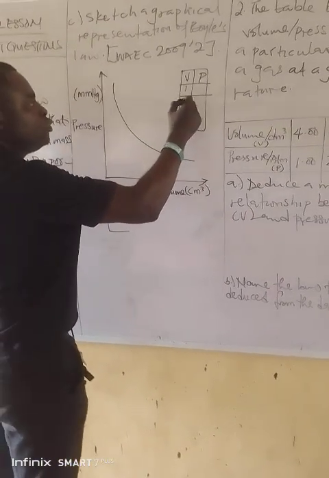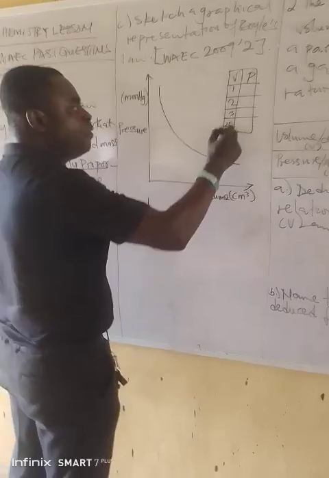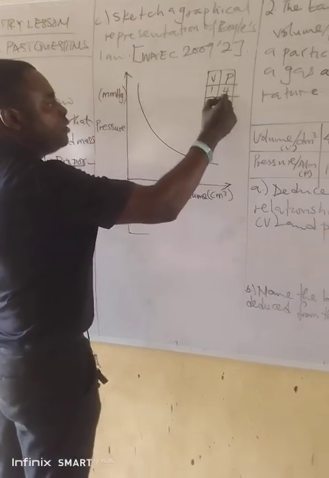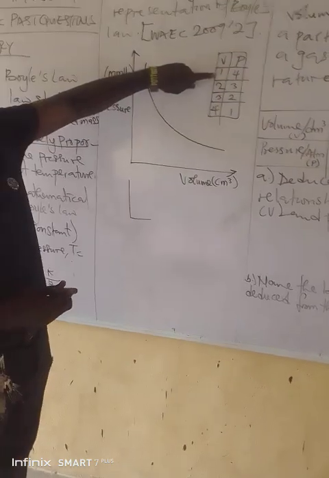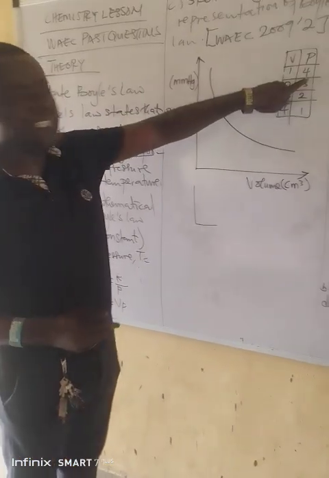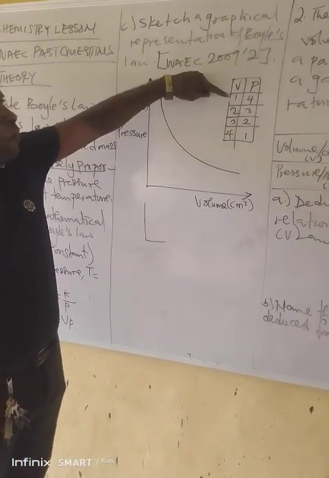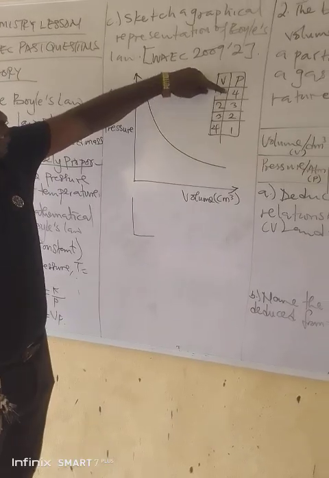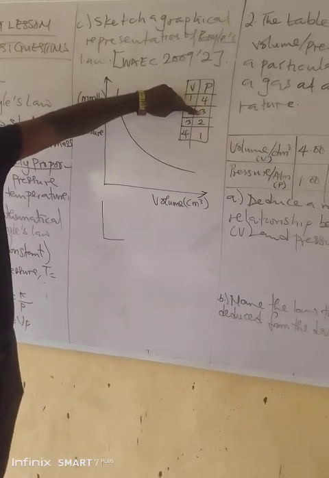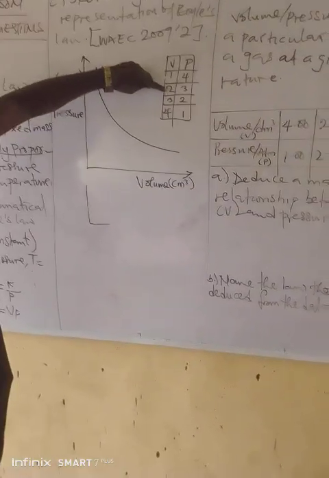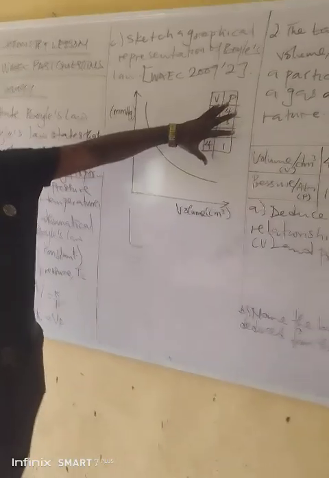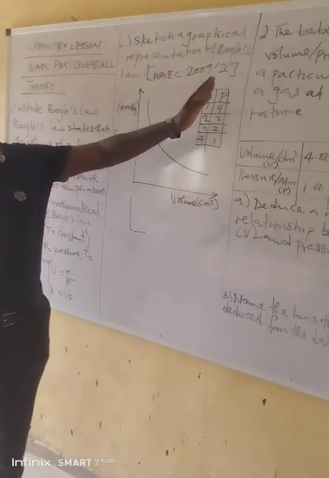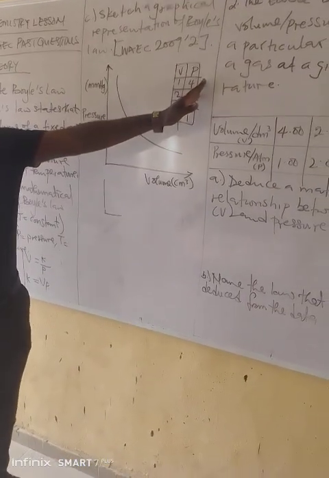If this one is 1, 2, 3, 4, this one will be 4, 3, 2, 1. You can now see here, as volume is 1, pressure is at its maximum. So if the volume increases from 1 to 2, pressure will reduce from 4 to 3. As the volume is increasing from 2 to 3, pressure is reducing from 3 to 2. So we can now say Boyle's law, the volume is inversely proportional to what? To pressure. Are we together now?